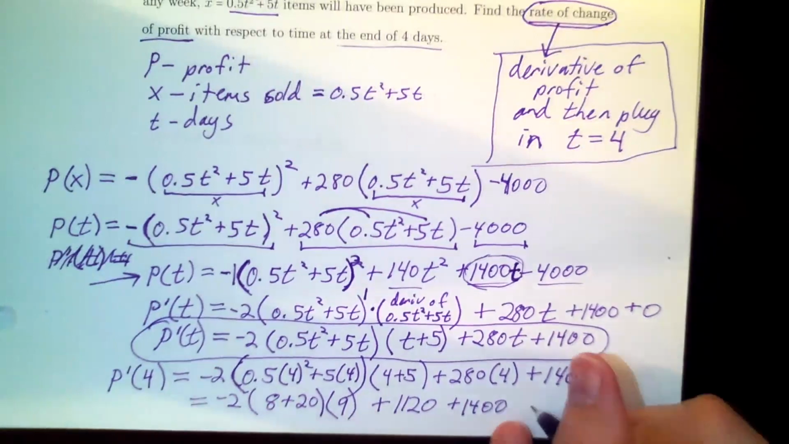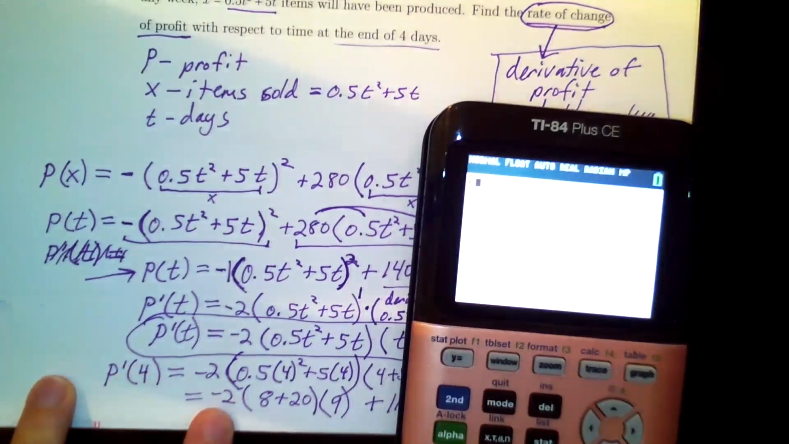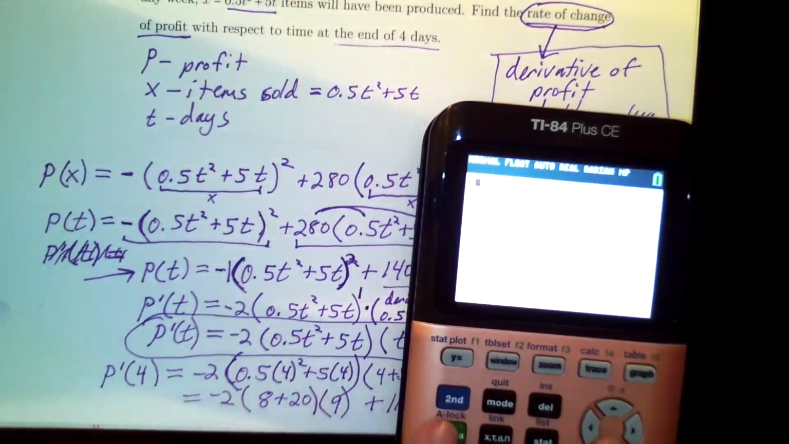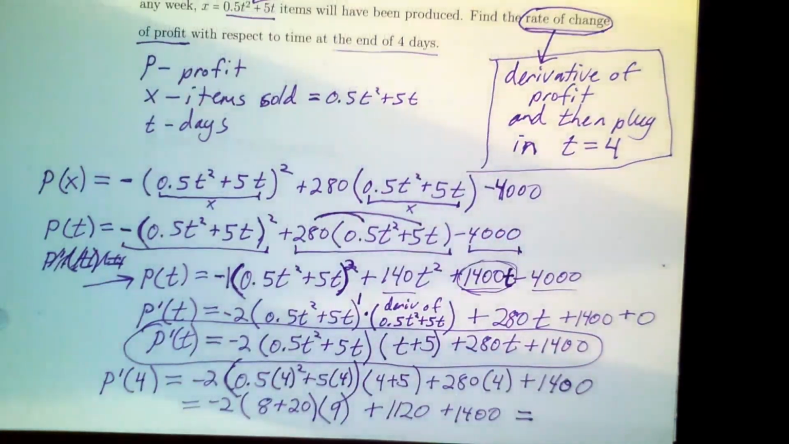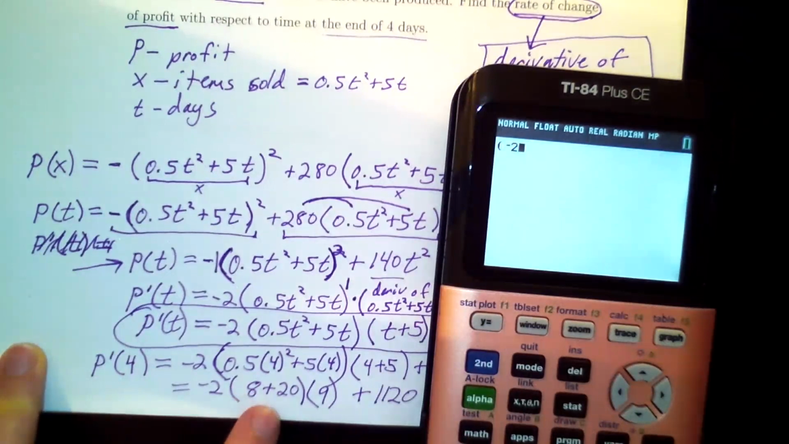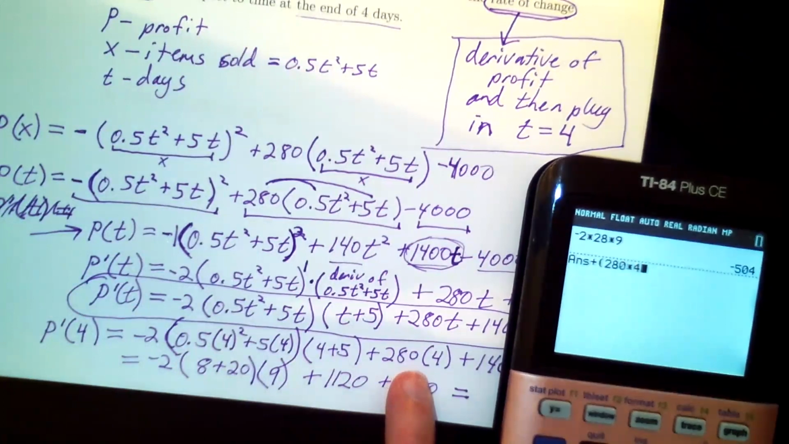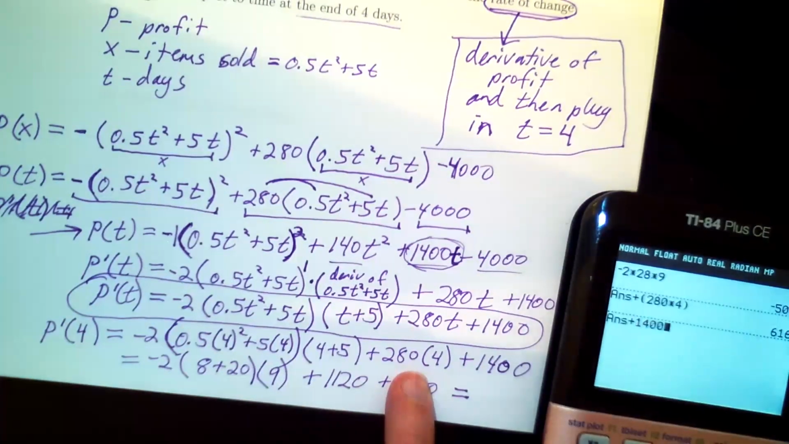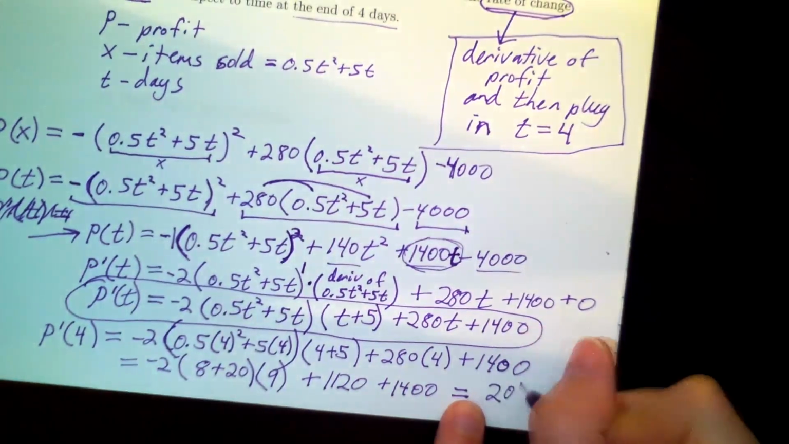And when you punch this out real quick, let's see what we get. All right, there you can see that better now. Minus 2 times 28 times 9 plus 280 times 4 plus 1400, 2016. So I get that P prime of 4 is 2016.